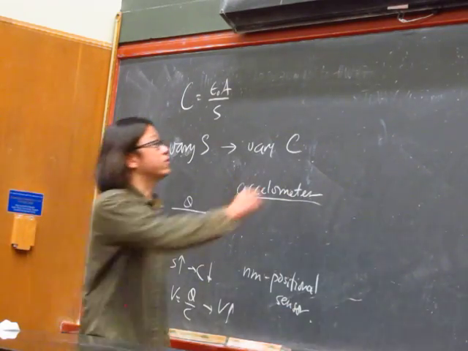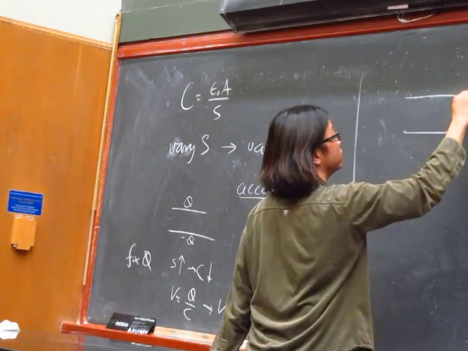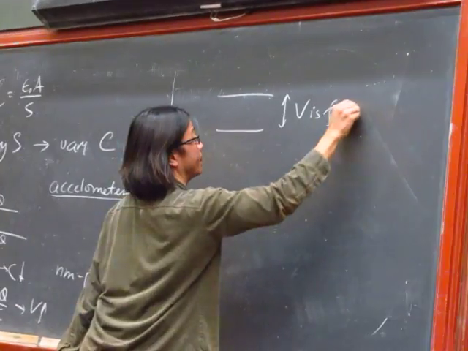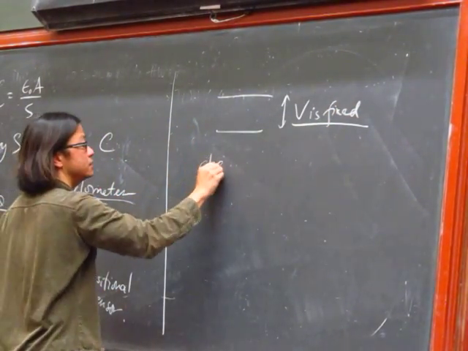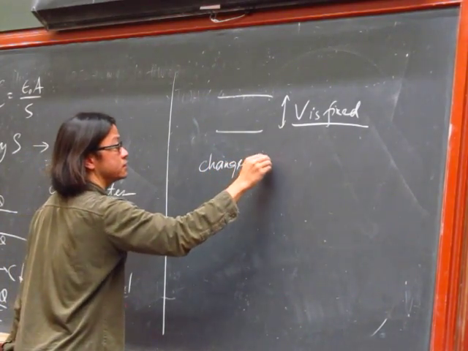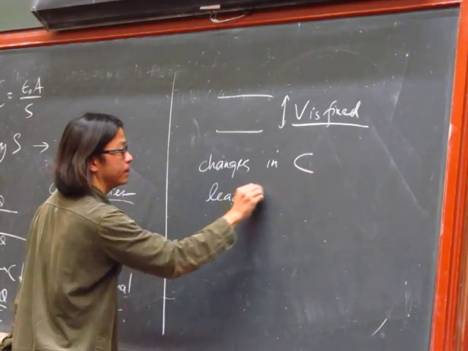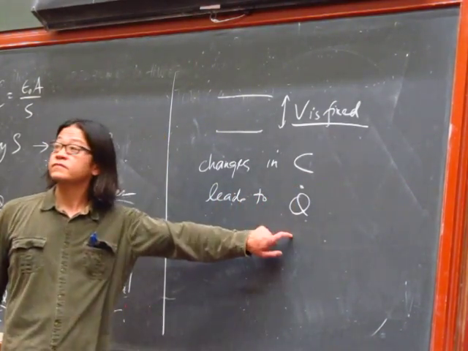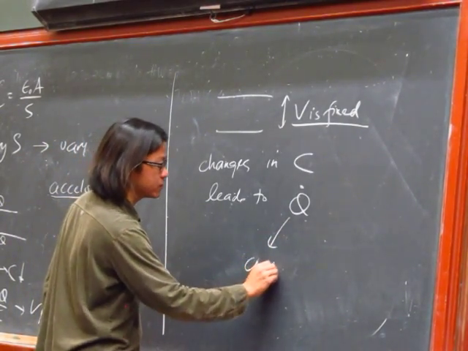Or you can do it another way. If you somehow fix the voltage, if V is fixed, then changes in C lead to a change in the charge, and this you can measure. This leads to current, which we'll talk about in chapter 4.